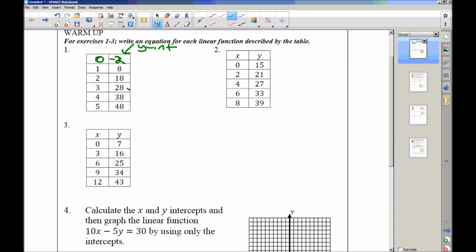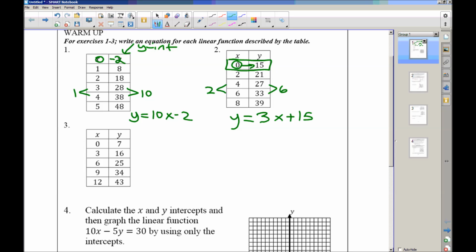And then we're calculating our changer here. This goes up by 10. This goes up by 1. So the change here is going to be 10 divided by 1, or 10. So my formula will be y equals 10x minus 2. Number 2, our y-intercept or starting value is already given to us. It's the value of y when x is 0, the place on the y-axis. And our changer this time is going up by 6, up by 2. So our formula is going to be 6 divided by 2, which is 3, times x plus 15.